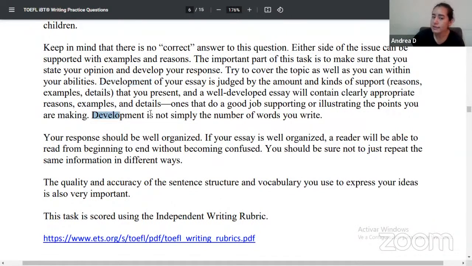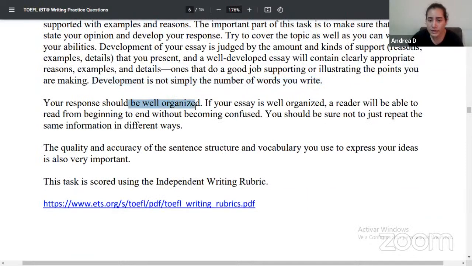Okay, development is not simply the number of words you write. So it doesn't matter if you write 900 words, if you're not actually explaining your position, then it doesn't count. It should be well organized. The reader should be able to read from the beginning to end without becoming confused. And you should be sure not to just repeat the same information in different ways. So please make sure that you're avoiding being redundant. You're not just repeating in circles the same information all over again.